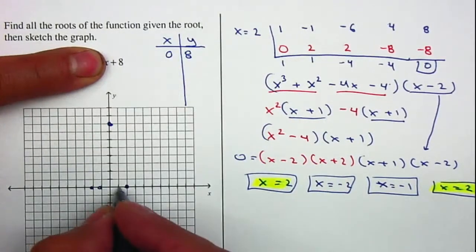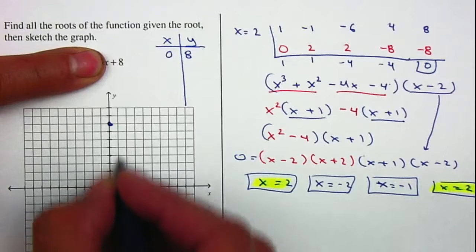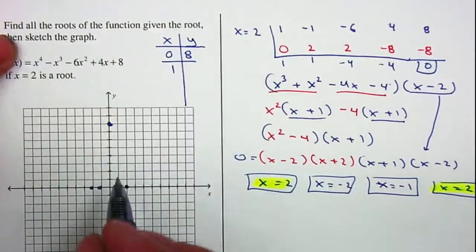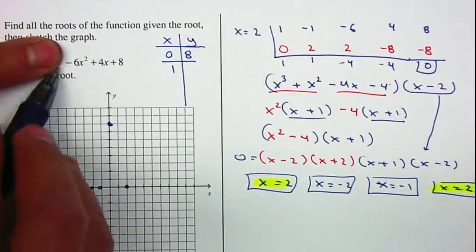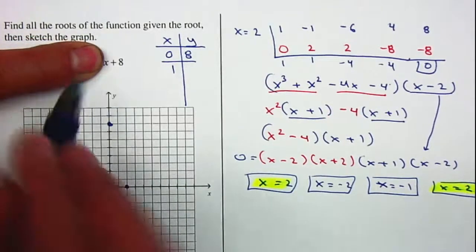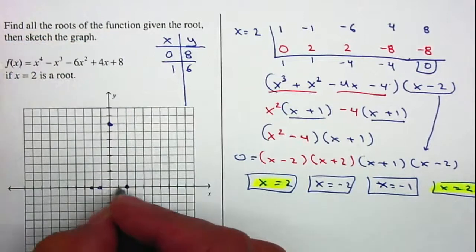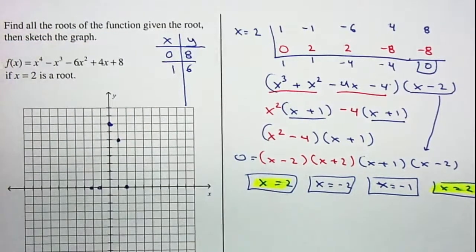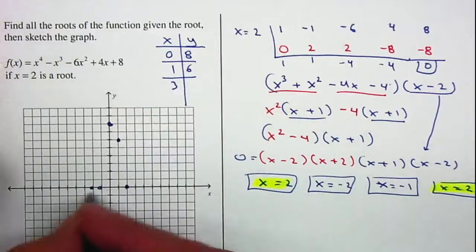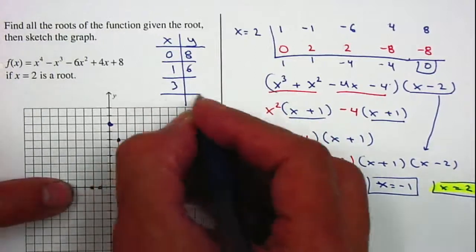You also want to plug in probably a 1. You don't have an x value yet for 1. Plug in a 1, that cancels out. That gives you -6, plus 4 is -2, plus 8 gives you 6. Plug in 1 gives you 6. And you can plug in a 3. And you can also plug in a -3 and see what you get.